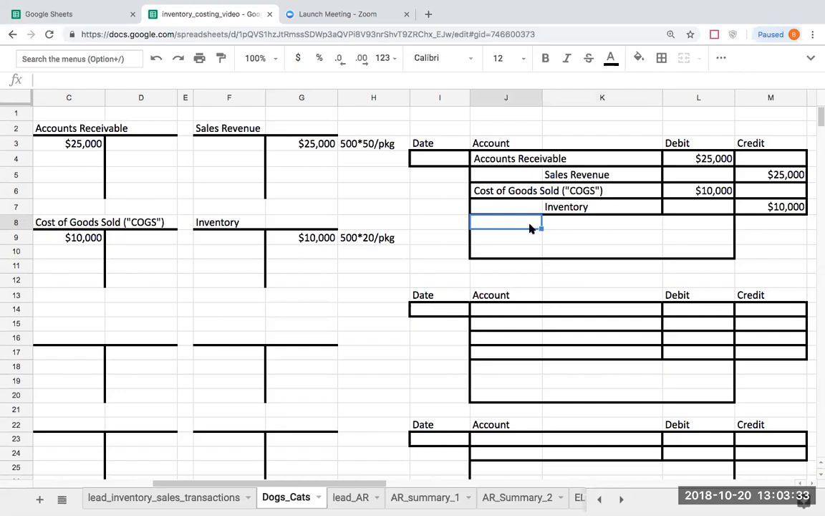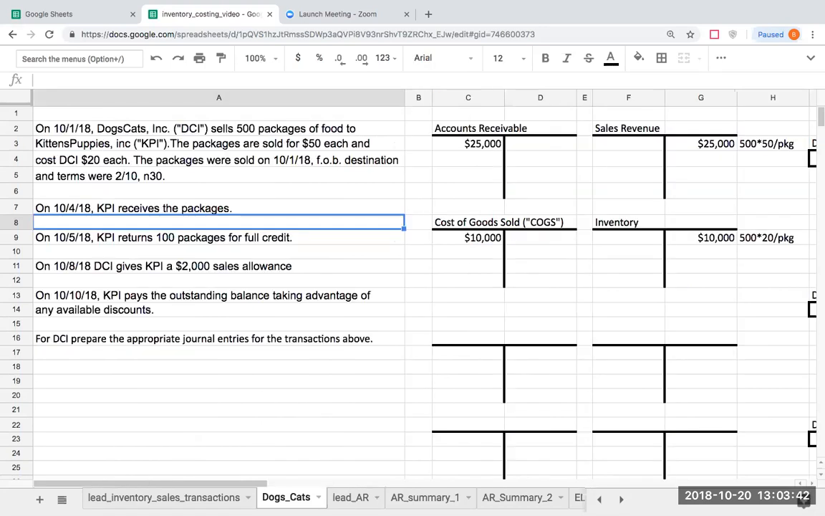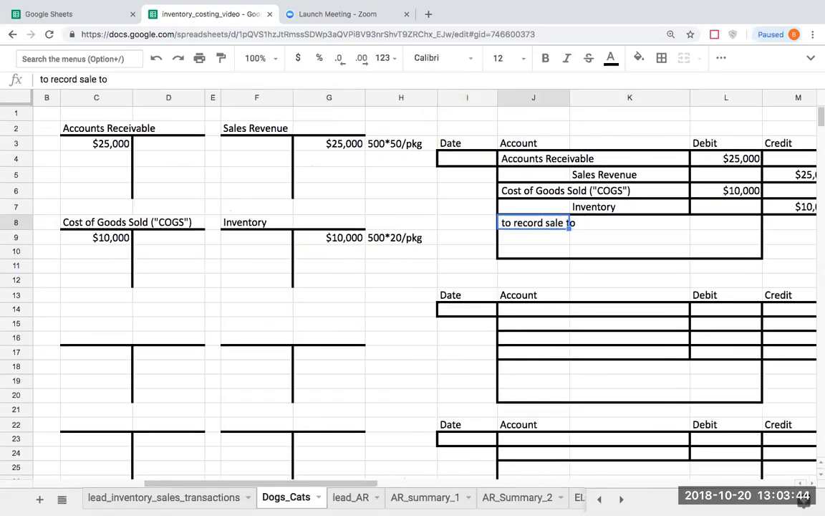And this, my description would be to record sale to, what we call this company, to KPI, Kittens Puppies. So record sale to KPI. Now remember, for the journal entry description, what we put here is really going to be dependent upon your supervisor.